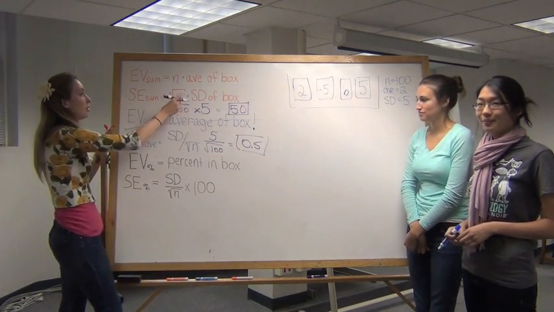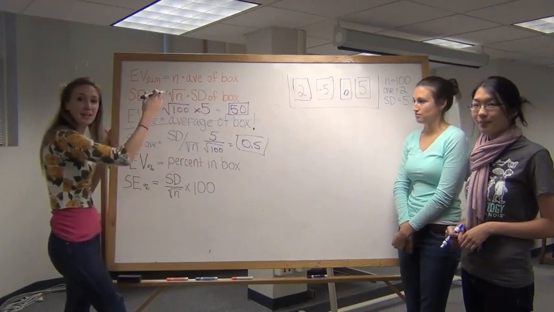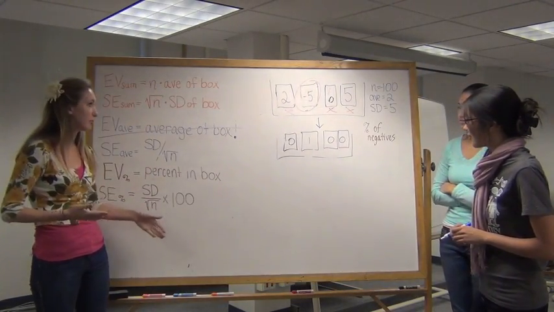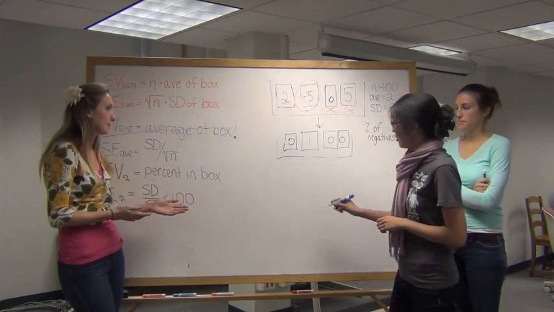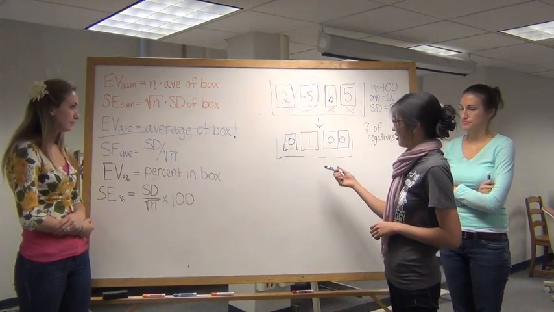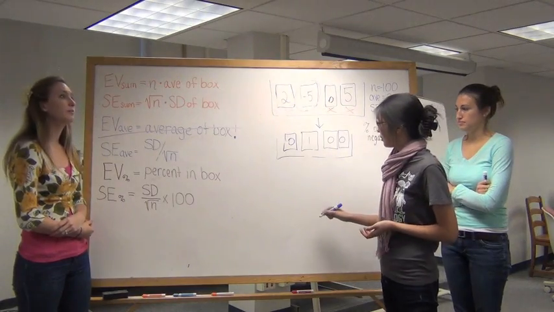The more times we pull, the standard error for our sum is going to get larger and larger. So Wenli, how would we continue calculating the expected value of the percent from here? All right, so for the expected value of the percent, we're just looking at the percent of ones in the box here, which is like finding the average of the box.